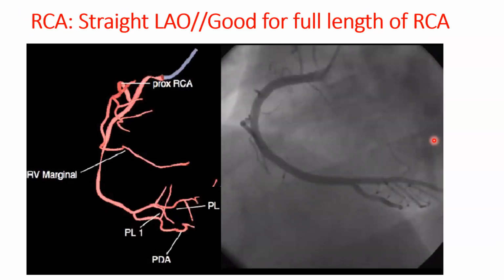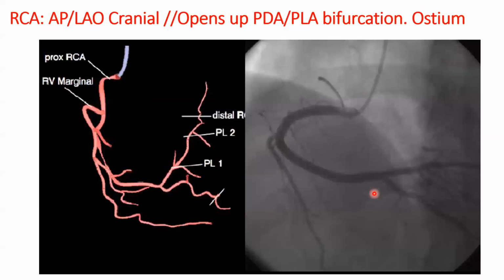Right coronary artery, either LAO or RAO. In LAO, we can see the right coronary artery as C-shaped, as you see here. We can see the posterior lateral branch up and the posterior descending artery down. And in this view, we can comment on the full length of the right coronary artery up to the bifurcation and the proximal part of the distal branches. Here also again for the right coronary artery, another view.